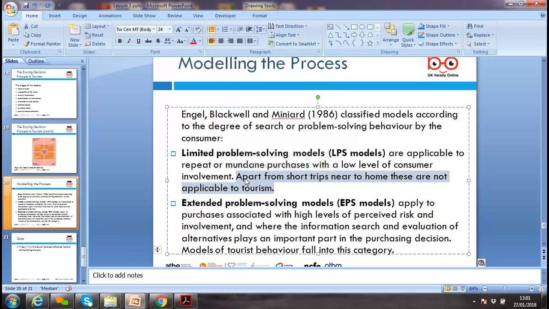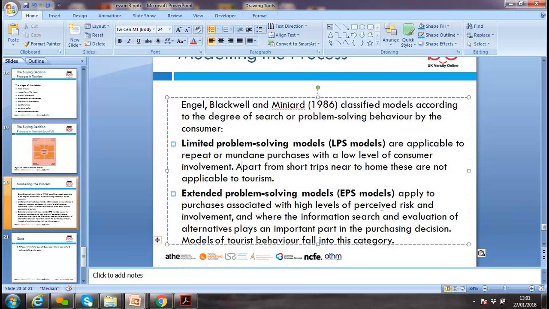Yes, nowadays short trips near home are not applicable to tourism anymore, due to the technology change. Extended problem solving models apply to purchases associated with a high level of perceived risk. The involvement could be high, and we can look around, where information search and evaluation of alternatives play a role.